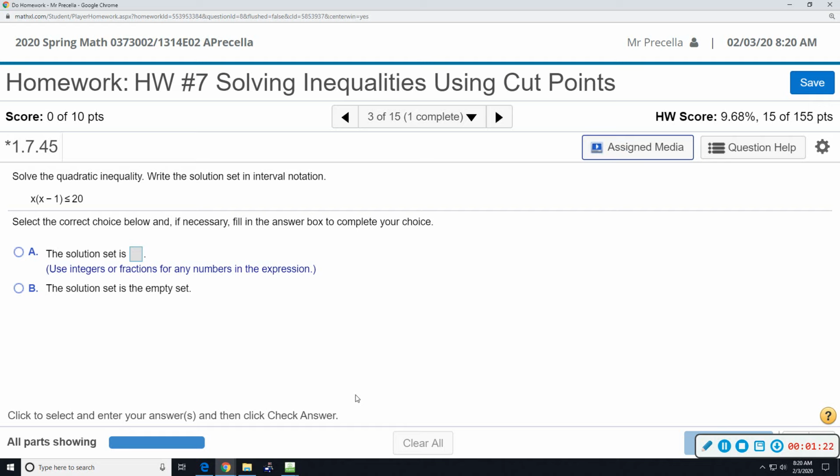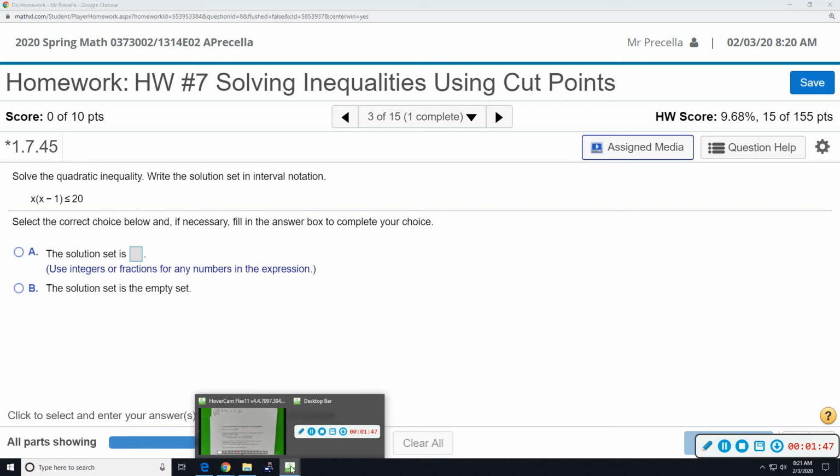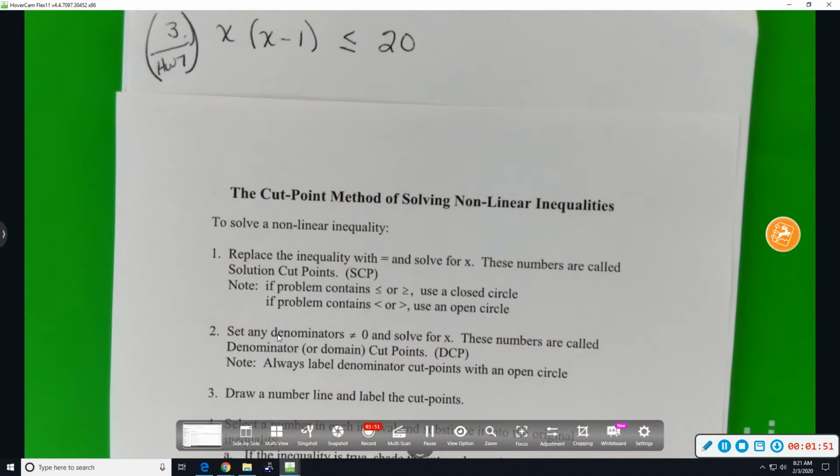So, x times x minus 1 less than or equal to 20. I believe I mentioned the last time, notice how it never says anything about cut points. You've just got to know. If it says something about solving an inequality, or if the instructions just said solve and there was a less than or greater than in it, then that's when you follow that sequence of steps for the cut point method.